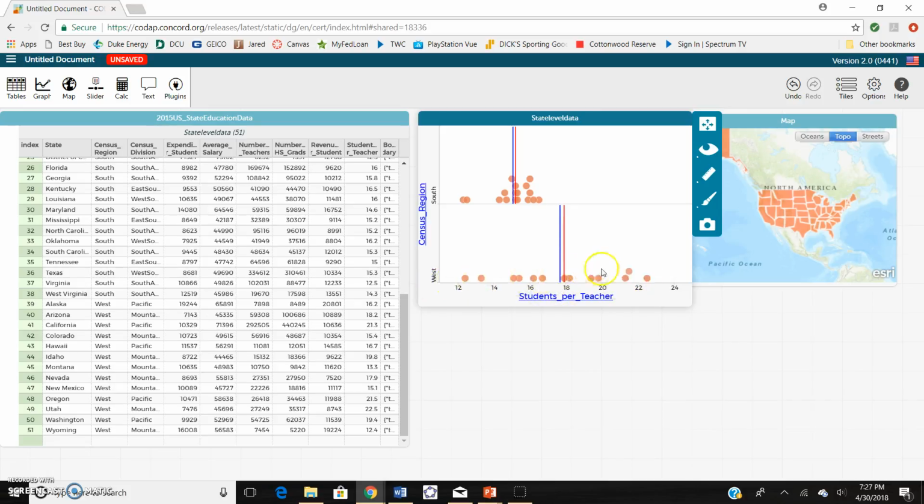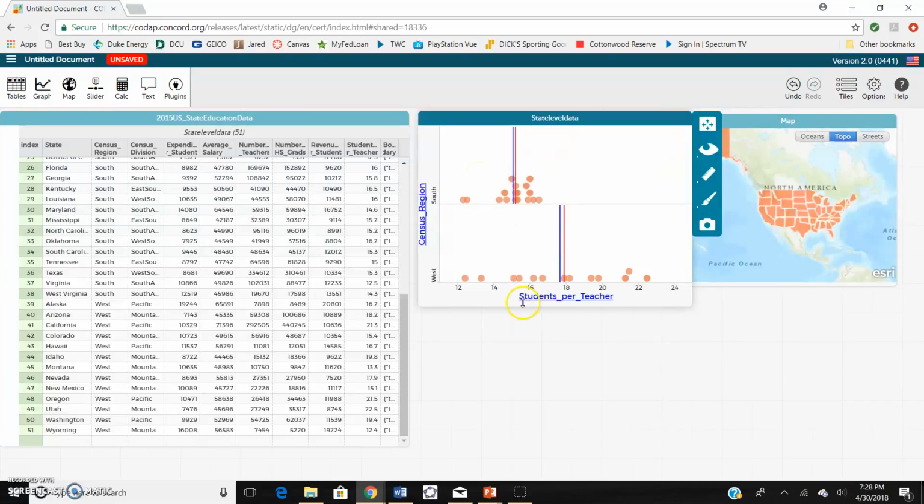And the first thing I notice is that the data for the West is very spread out, and the data for the South is relatively collected right in the middle. However, the mean in the West is 17.6 and the median is 17.9. So we're looking at roughly 18 students per teacher in the West and 15.05 for the mean and 15.2 for the median in the South, so about 15 students per teacher in the South.